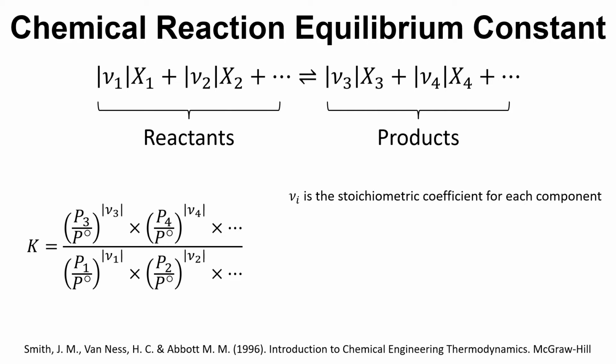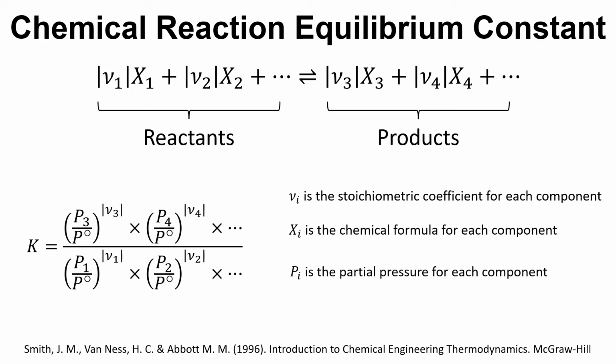The Greek letter nu is the stoichiometric coefficient for each individual component, and capital X is the chemical formula. So it's just a very generic form. Pi is the partial pressure for each of the components, and P superscript circle is the standard pressure. And we can work out K, the chemical equilibrium constant, with the equation that's shown here.